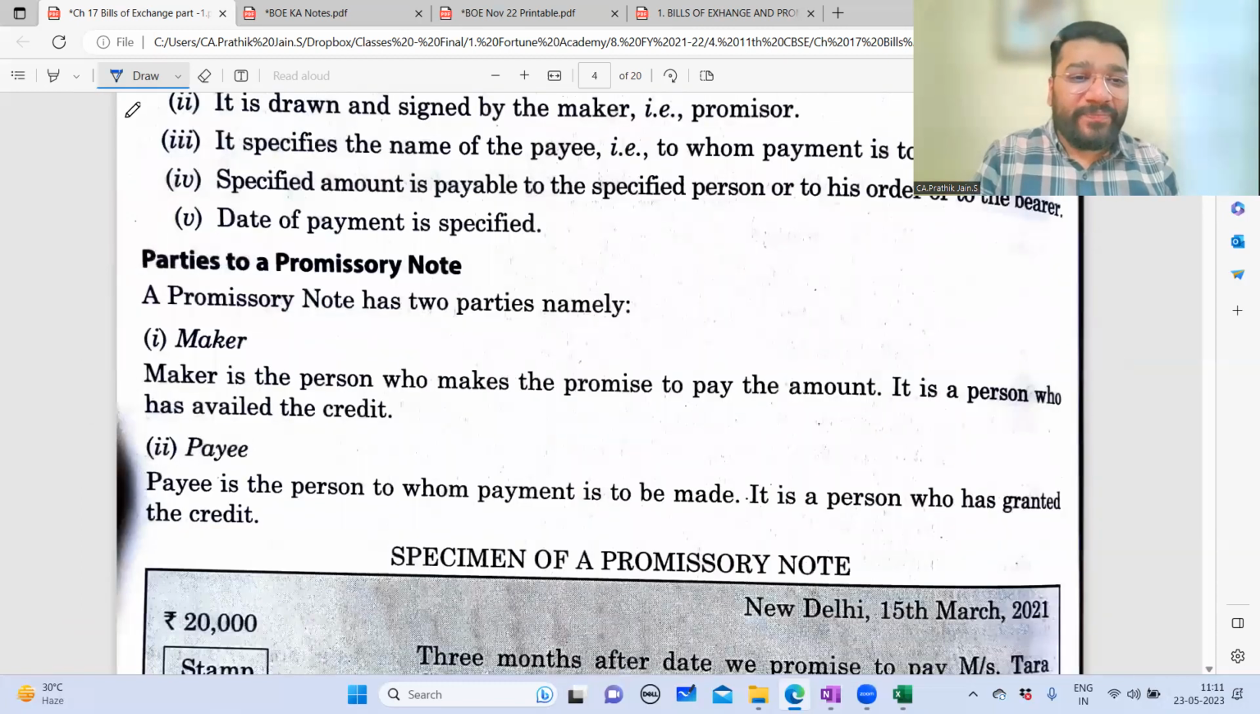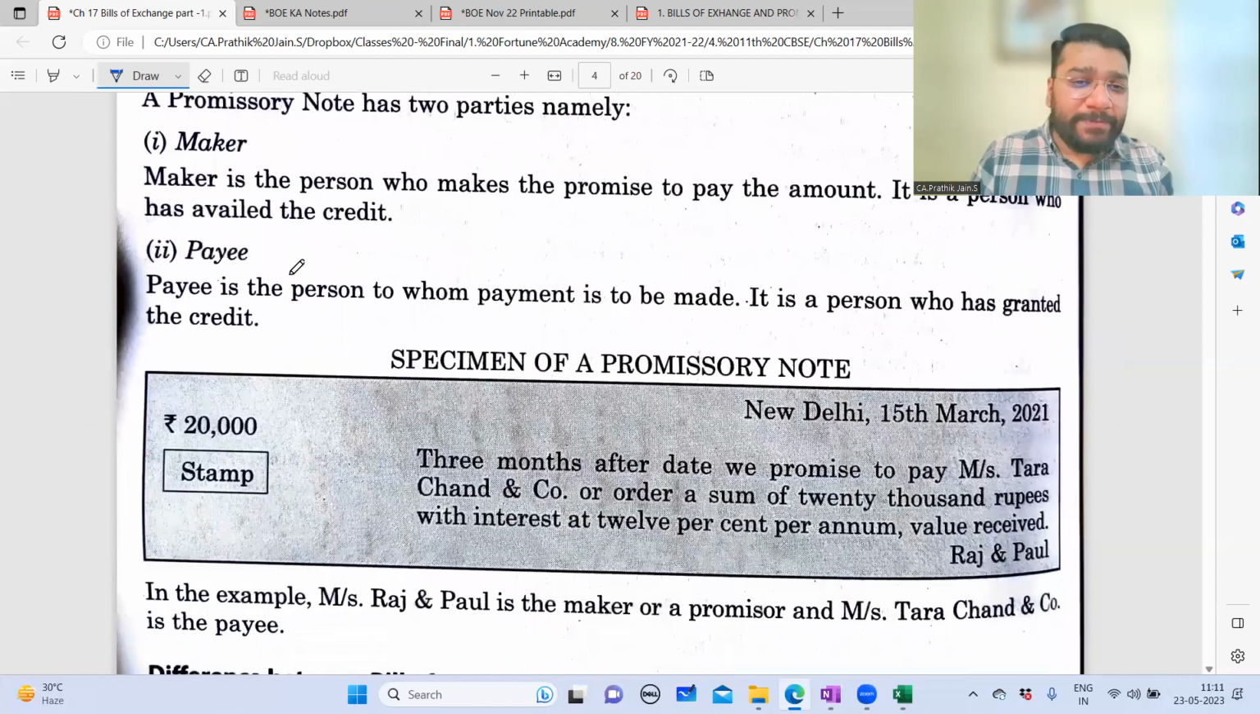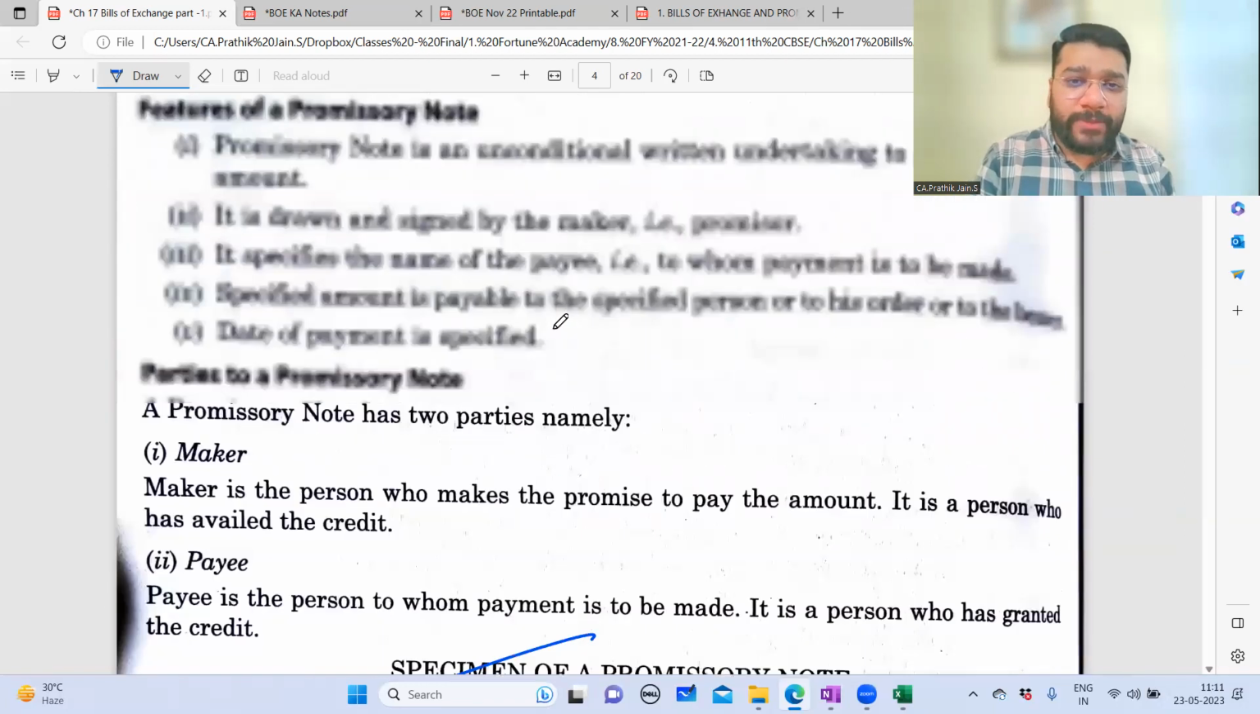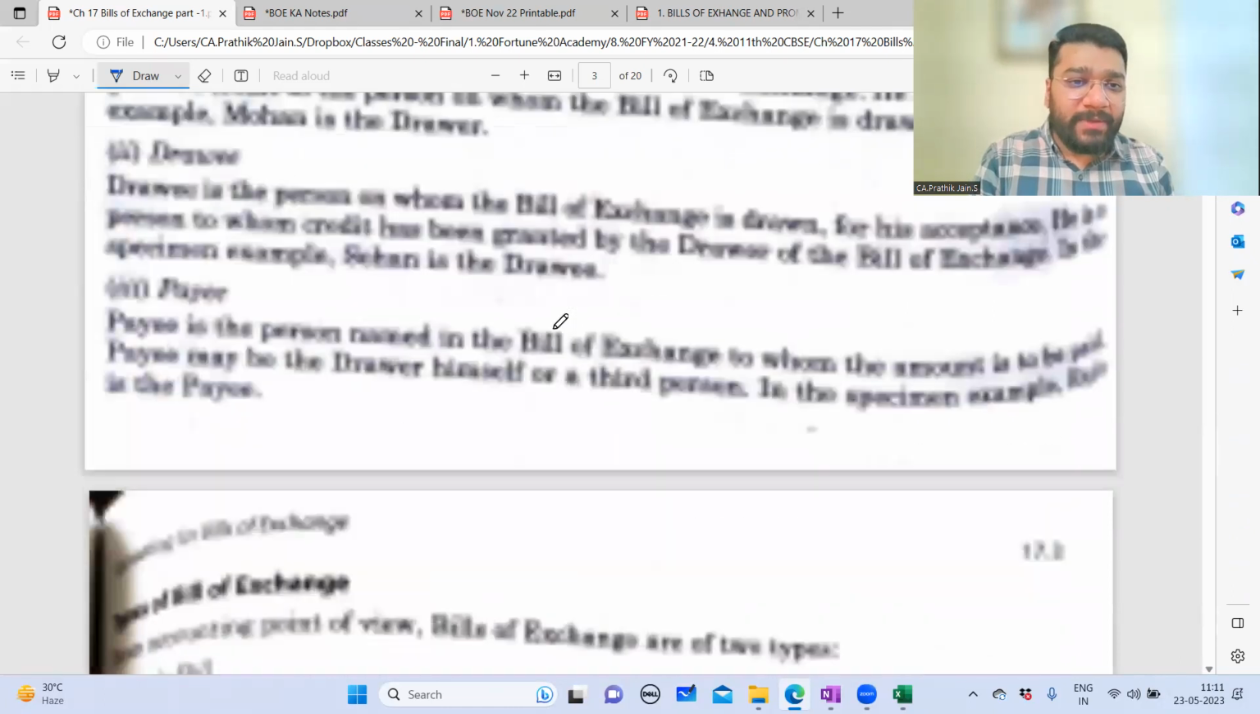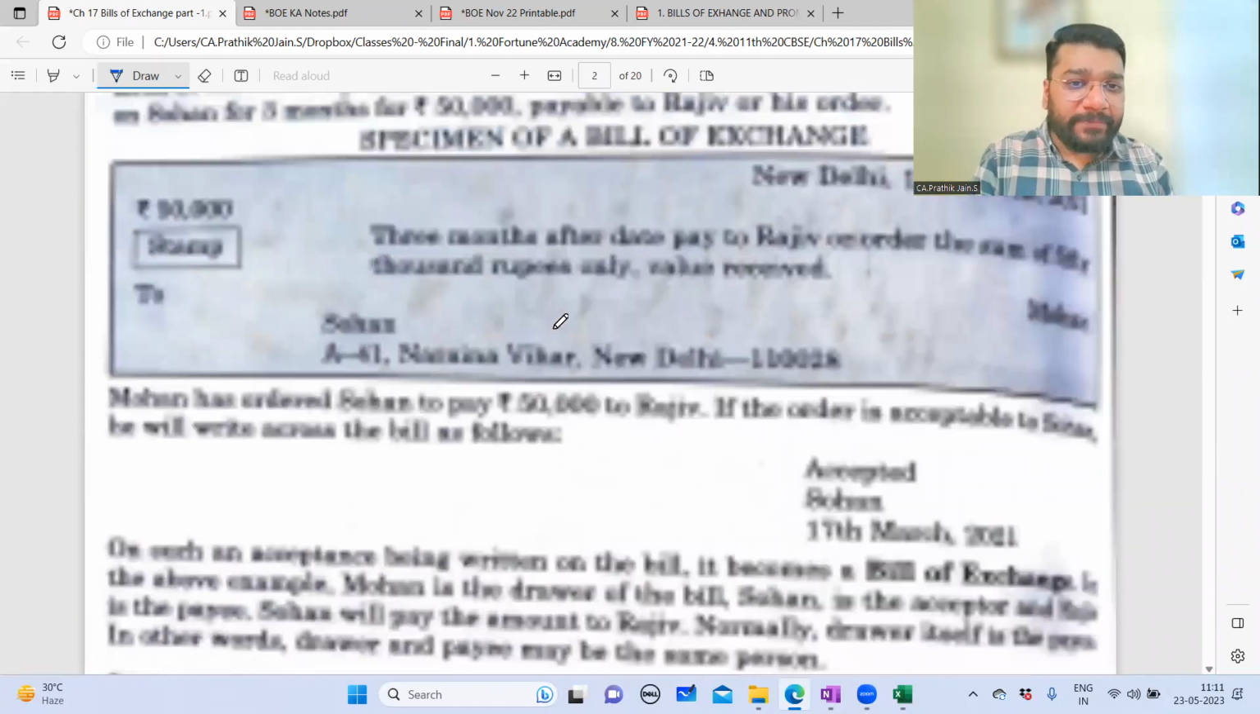Now, guys, if you look at the specimen given, the specimen of promissory note has been given here, and the specimen of bill of exchange has been given here.